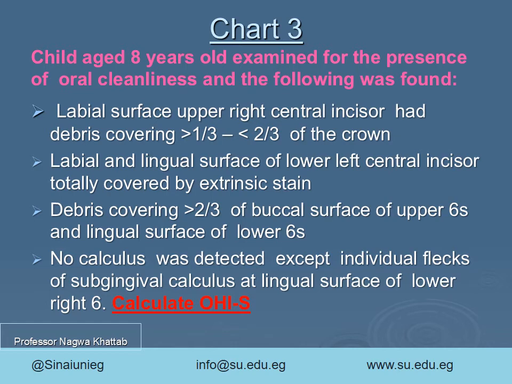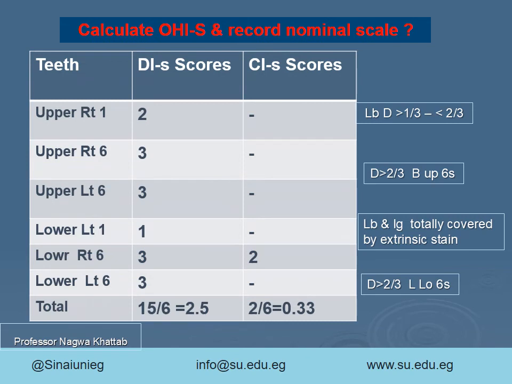In the oral hygiene index simplified, I only record the labial. Therefore, I will put score 1 only. Debris covering more than 2/3 of the buccal surfaces of the upper molar means score 3 for both sixes, and lingual surfaces of the lower molar also means score 3 for the lower sixes. No calculus was detected except individual flecks of subgingival calculus means score 2 at the lingual of the lower right six.